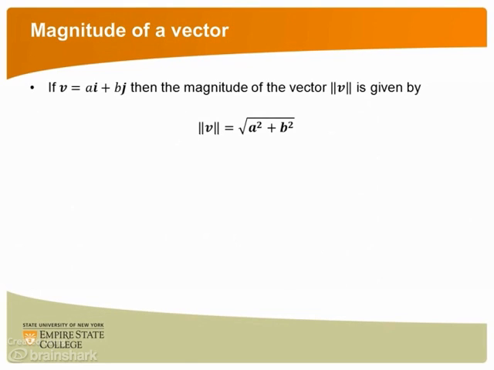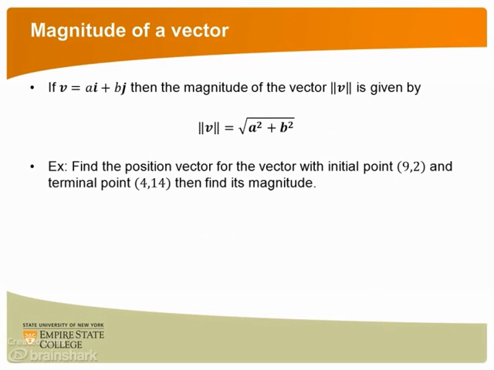We have talked about the magnitude of a vector. We defined it as the length of the line segment. But how exactly do we find that value? If we have a position vector, then the magnitude of the vector is found by taking the square root of the quantity a squared plus b squared. Let's take a look at an example.